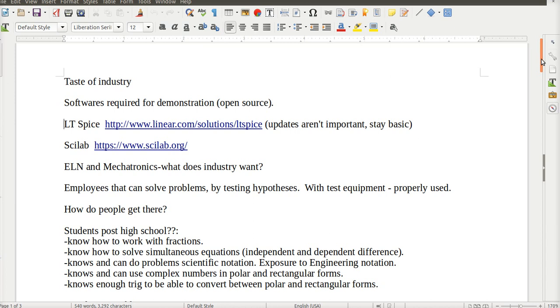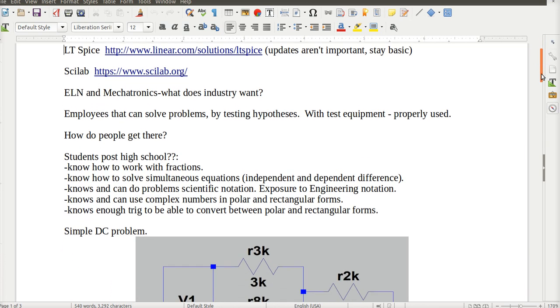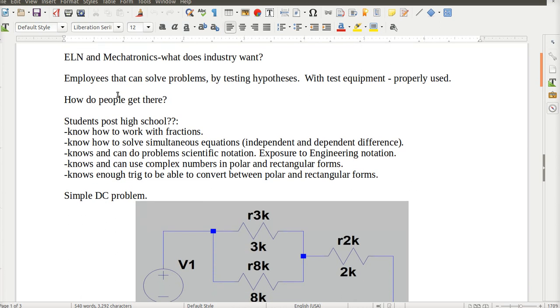I was asked to give a presentation on what industry wants, and based on my experience and what I've seen over the years, they basically want employees that can solve problems. Yes, have soft skills, but with the skills to solve problems by testing a hypothesis, using proper test equipment the proper way. So in community college and in the education system in general, how do students get there?